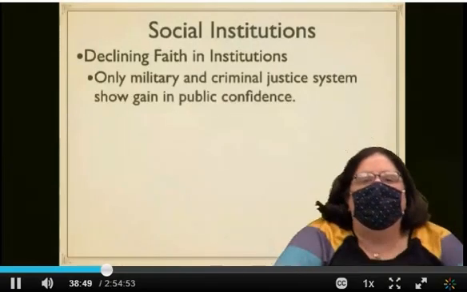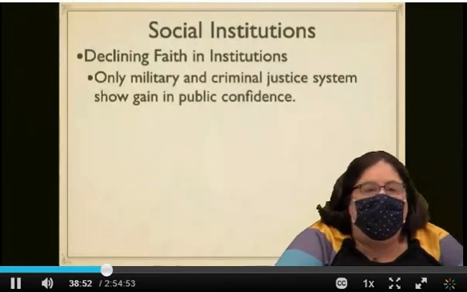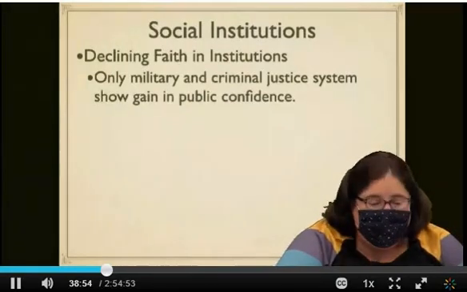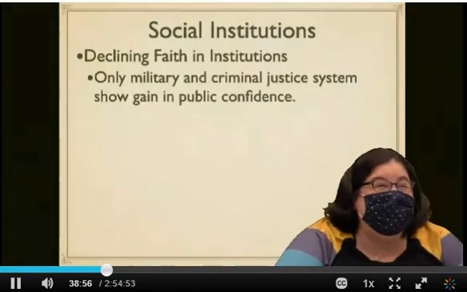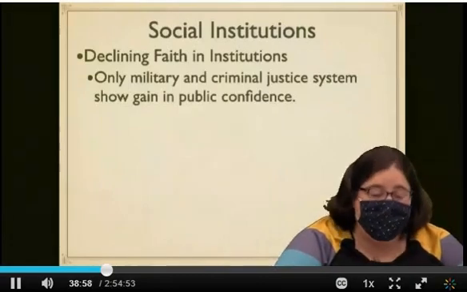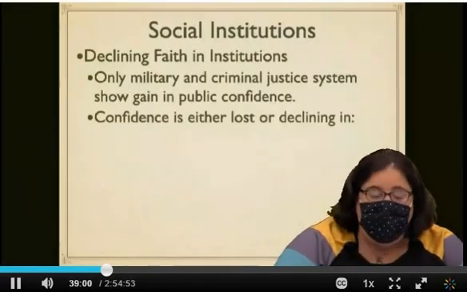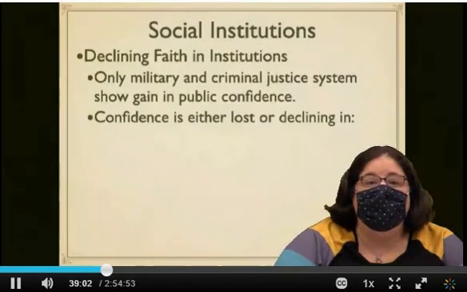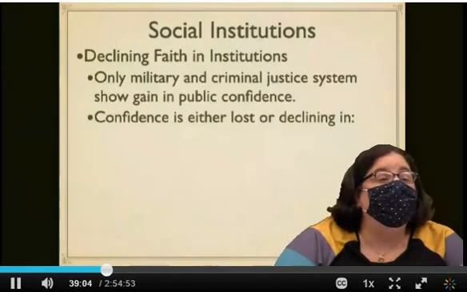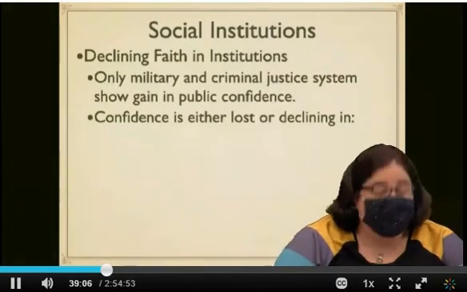So in general, the military and the criminal justice system are the only two institutions in our society that have shown statistically significant increases in public confidence. On the other hand, confidence is lost. We have questioned the police's ability to police us.